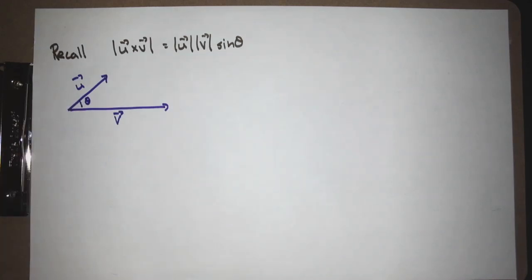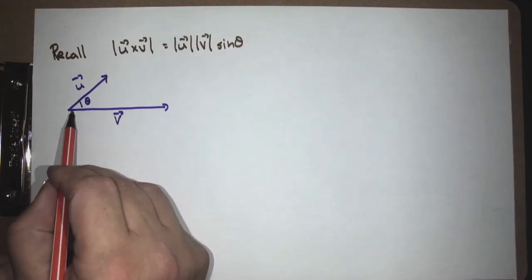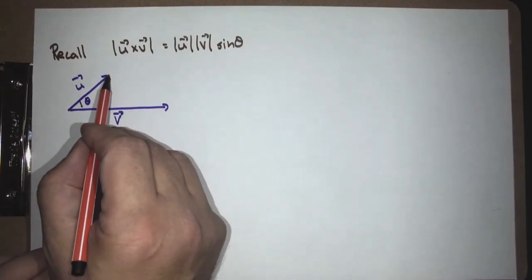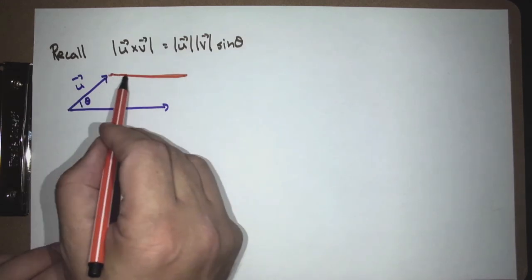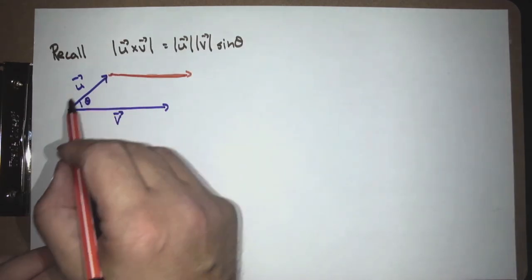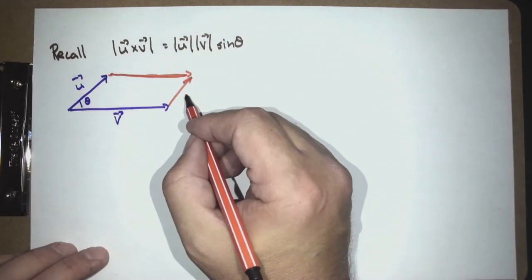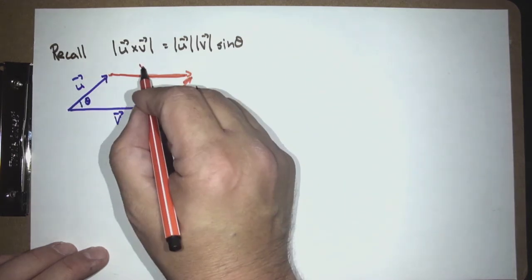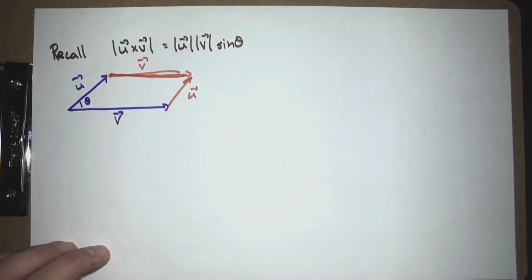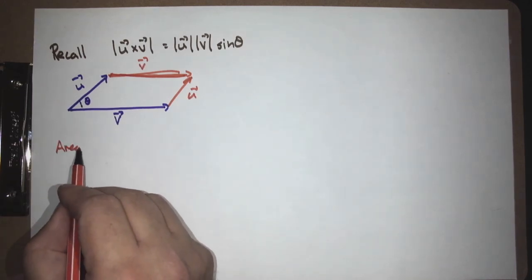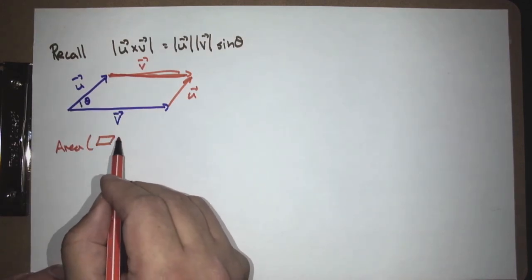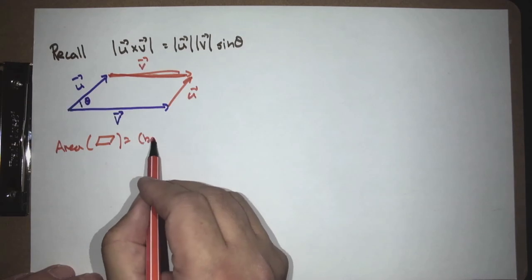Now, the thing is that vectors can be moved around. So we can take this copy of v and move it so the tail starts at the end of u. And this copy of u, we can move it over to here. So this is also u. This is also v. What shape is this called? Good, parallelogram. Now, how do you find the area of a parallelogram? So the area of a parallelogram, well, the answer is it's base times height.